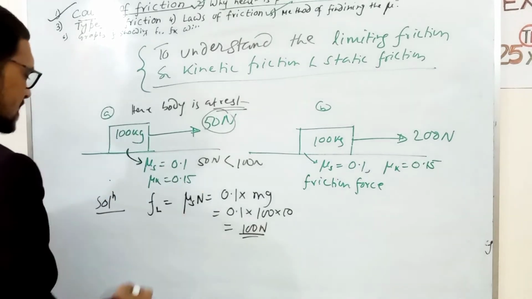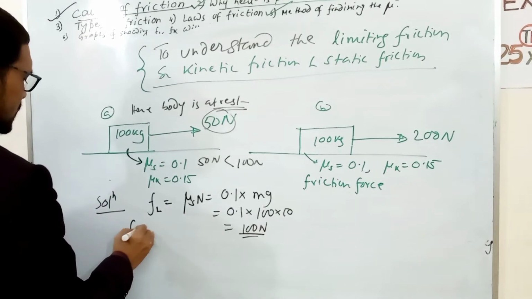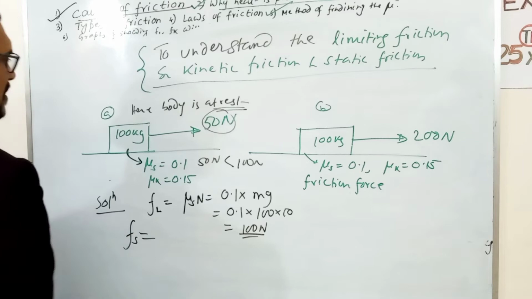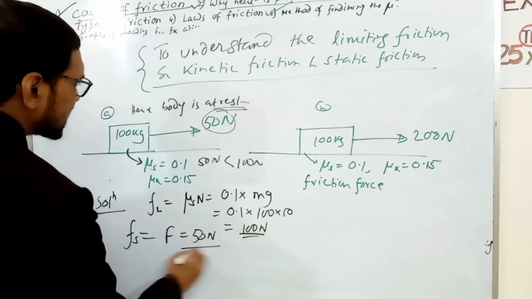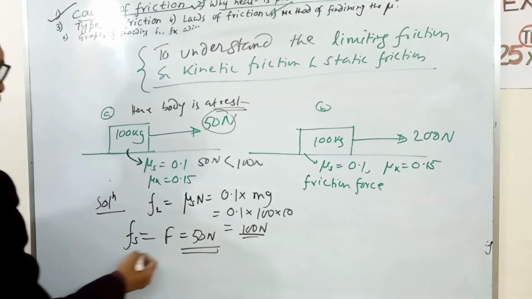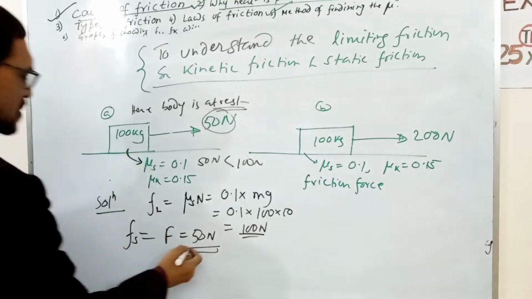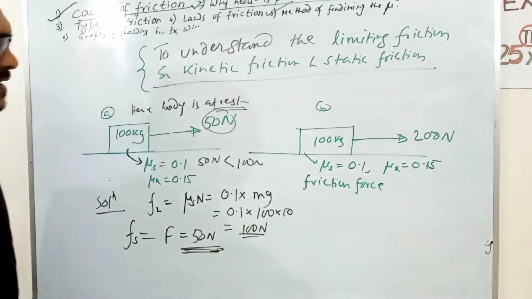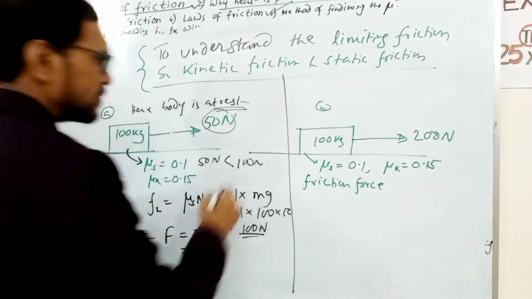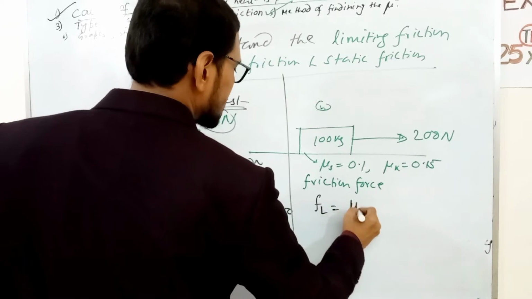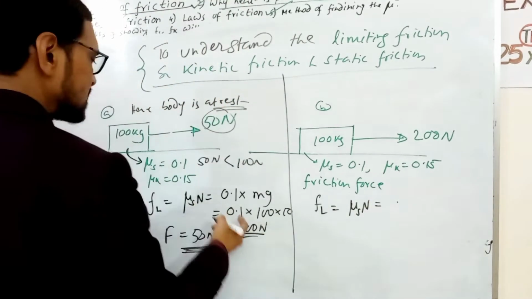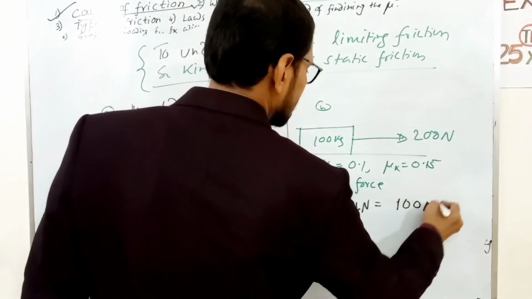If the body is at rest, then what is the friction force? The friction is static friction, which is equal to the applied force, that is 50 newton. So here the answer is 50 newton. Here the friction force equals 50 newton. Understand? Now in this problem, first we calculate the maximum friction, mu s into n, which is equal to 100 newton.